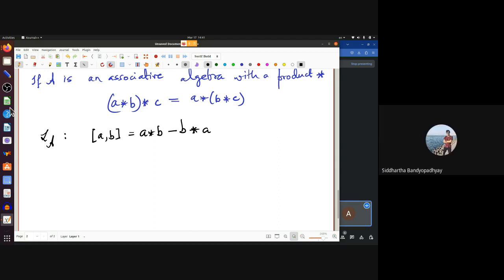The converse in this case is: this statement says if you have an associative algebra, you get a Lie algebra out of it. Right? The converse is, if you have a Lie algebra, you can actually get an associative algebra from which this Lie algebra will follow.